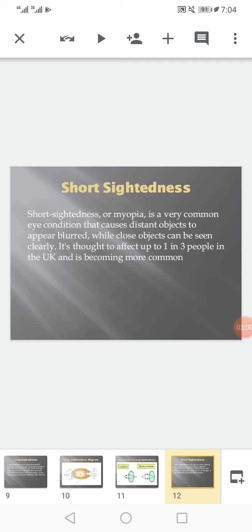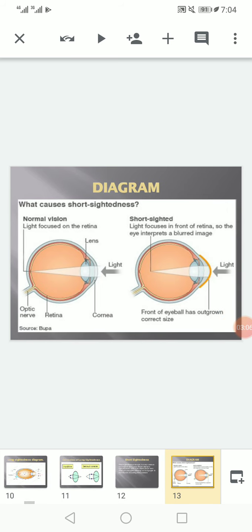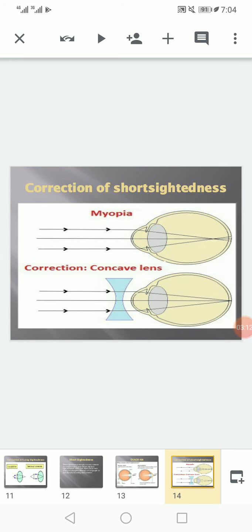Short-sightedness or myopia is a very common eye condition that causes distant objects to appear blurred. This diagram shows the causes of short-sightedness, and this one shows how it can be corrected. It can be corrected by use of a concave lens. Remember, long-sightedness is corrected by use of a convex lens, while short-sightedness is corrected by use of a concave lens.